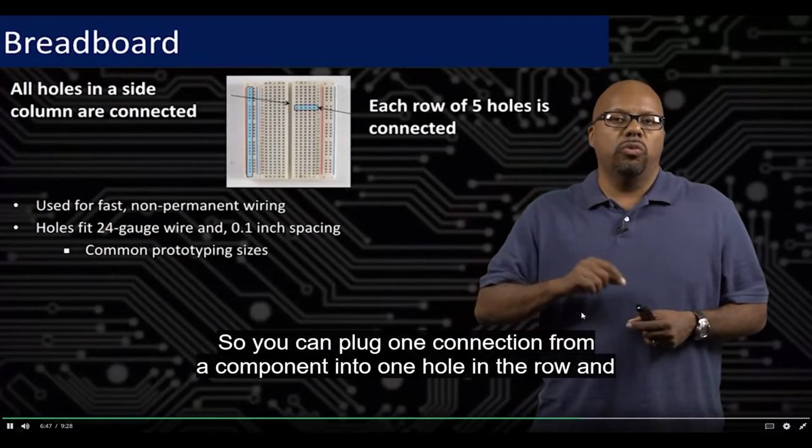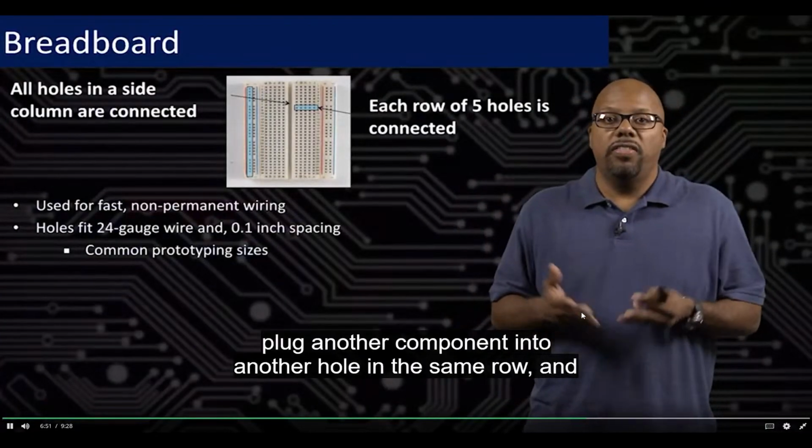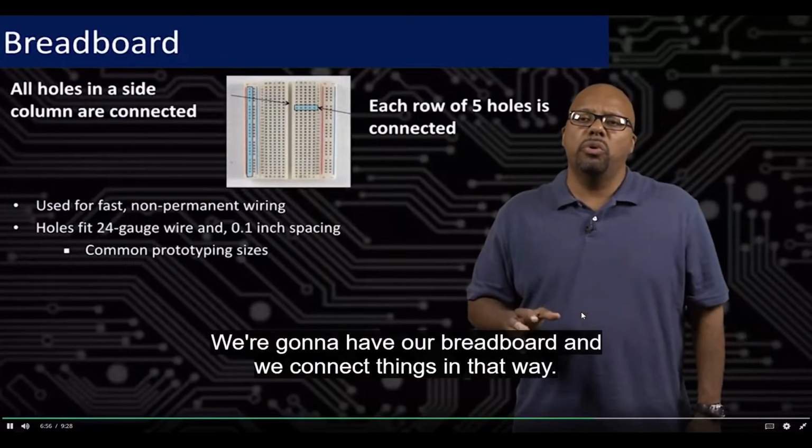So you can plug one connection from a component into one hole in the row, and plug another component into another hole in the same row, and then those two components are connected. Okay? So this is how we're going to be doing wiring. We're going to have our breadboard, and we connect things in that way.